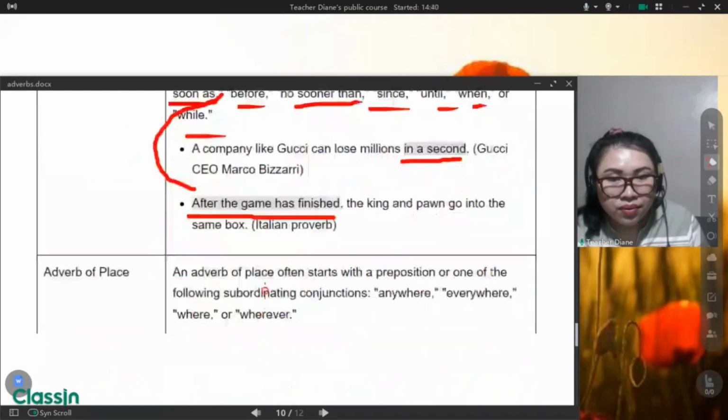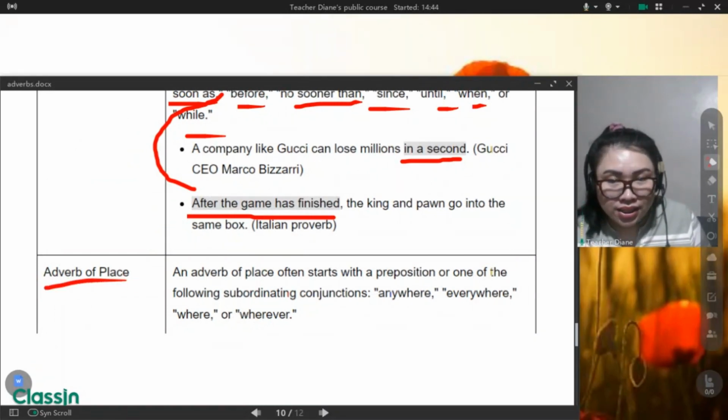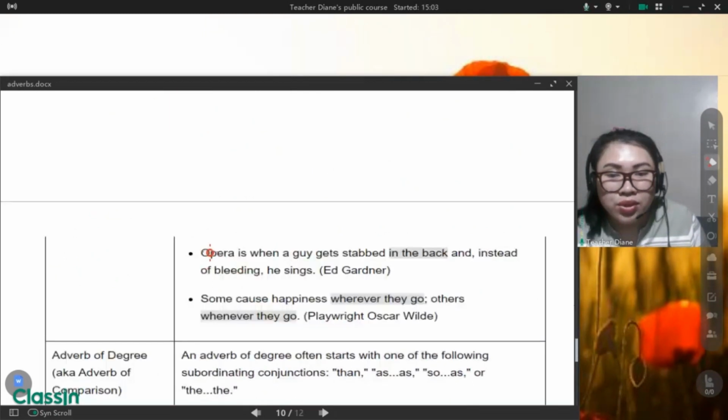Okay, so now let's proceed to adverb of place. An adverb of place often starts with a preposition or one of the following subordinating conjunctions. Examples of that are anywhere, everywhere, where, or wherever. Place. Okay, so now let's proceed to the examples.